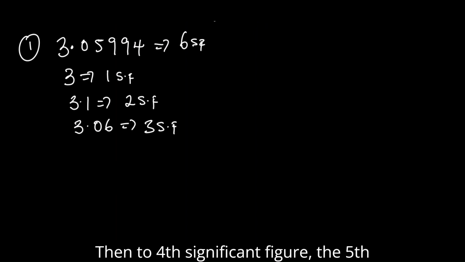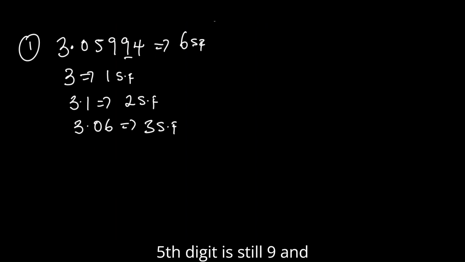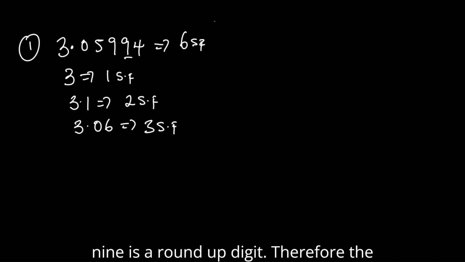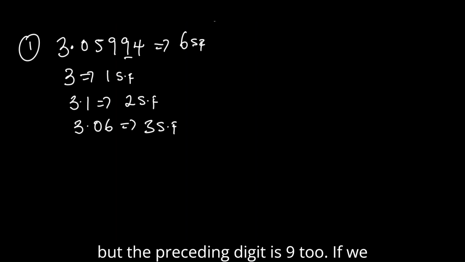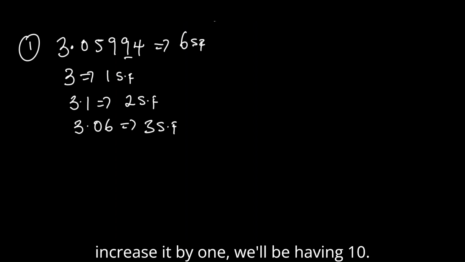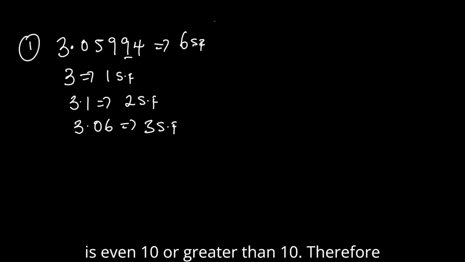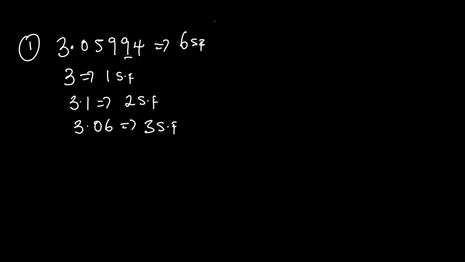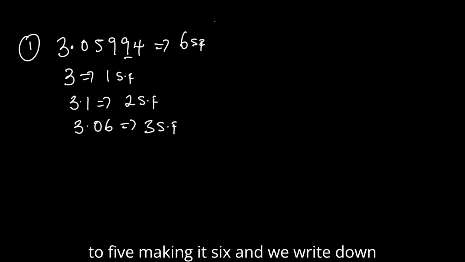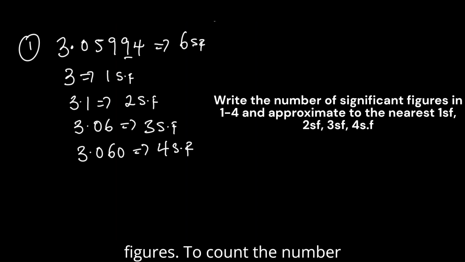Then to four significant figures, the fifth digit becomes our reference digit. The fifth digit is still 9, and 9 is a round-up digit. Therefore, the preceding digit is increased by 1. But the preceding digit is 9 too. If we increase it by 1, we'll be having 10. Note that there is no number after the decimal point that is even 10 or greater than 10. Therefore, what we will do is to roll over the 1 to 5, making it 6, and we write down the 0. So we have 3.060 to four significant figures.